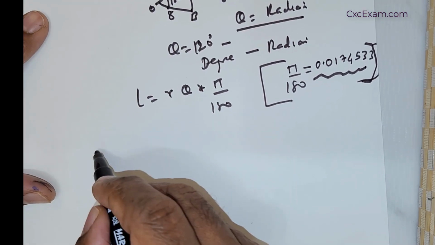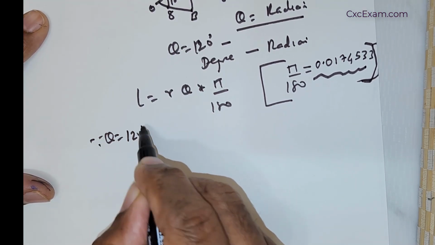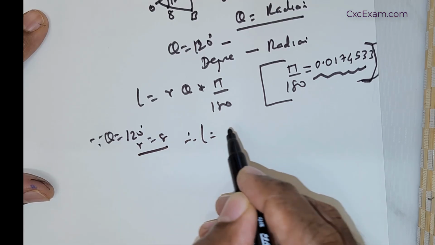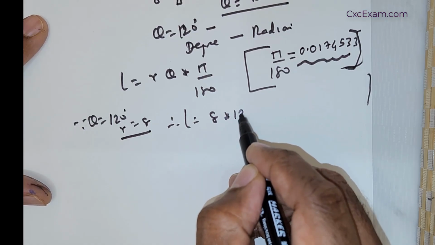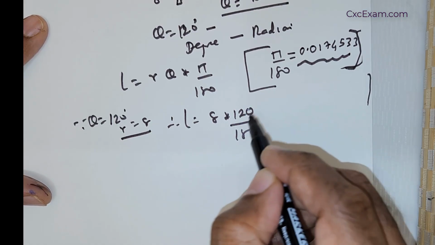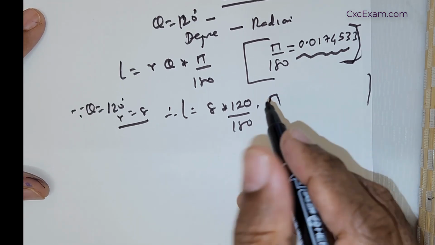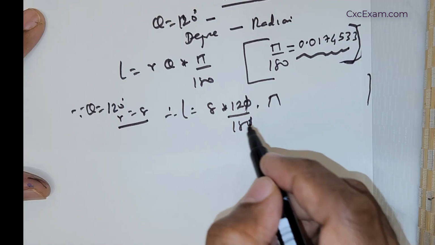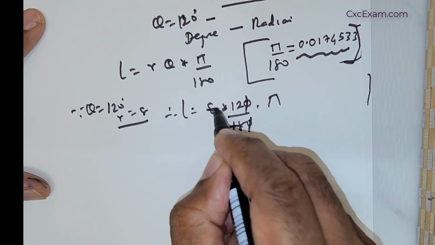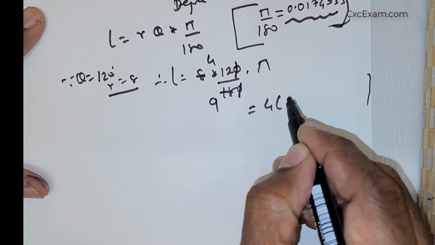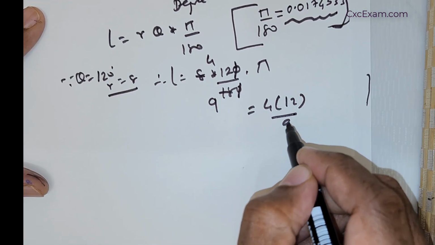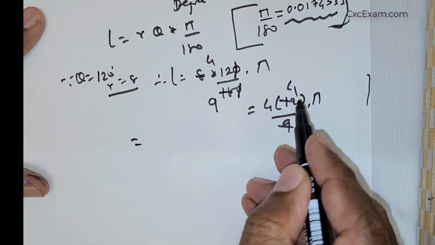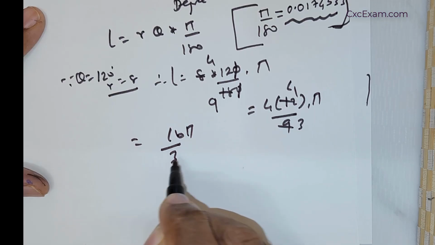Now since theta is 120 degrees and the value of R is 8 units, therefore L is equal to 8 multiplied by 120 divided by 180 times pi. Now I can cancel these zeros out. Now 2 divides here 9 times, 2 divides here 4 times. So it's better you rewrite this as 4 times 12 over 9. 3 divides here 3 times, 3 divides here 4 times, and you have a pi there. So this is going to be 16 pi over 3.